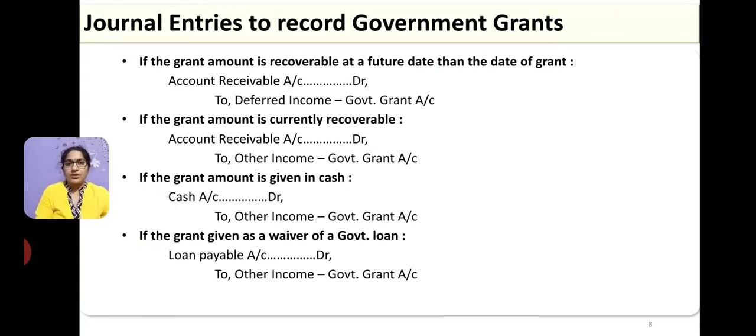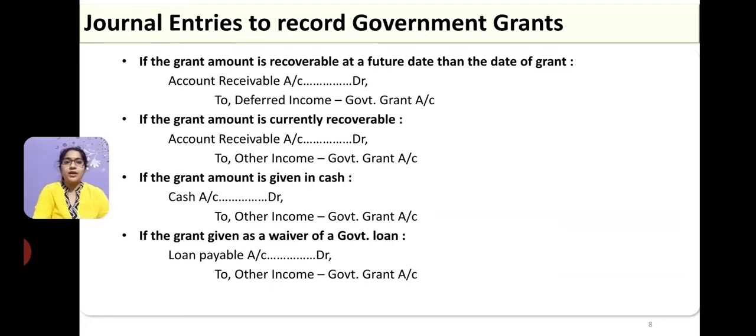So, in this particular topic, basically you have to know how to pass the journal entries when a government grant is given to the organization. Again, as I told, government grant can come in various forms. If the government grant is recoverable at a future date than the date of grant.